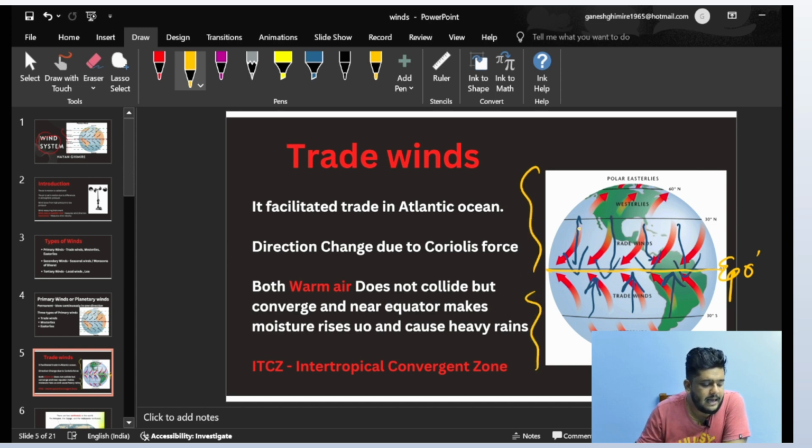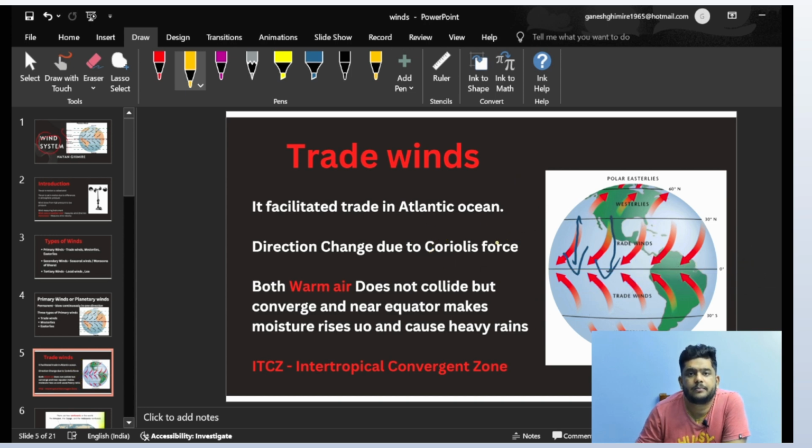And in the northern hemisphere, what happens is that the warm air, which was supposed to move straight, just changes direction. And why does this air change direction? It is due to something called Coriolis force. Now, why does this Coriolis force occur? It is due to the rotation of the earth. All right, the Coriolis force occurs due to the rotation of the earth. Anyway, we'll be discussing Coriolis force in the further slides as well.